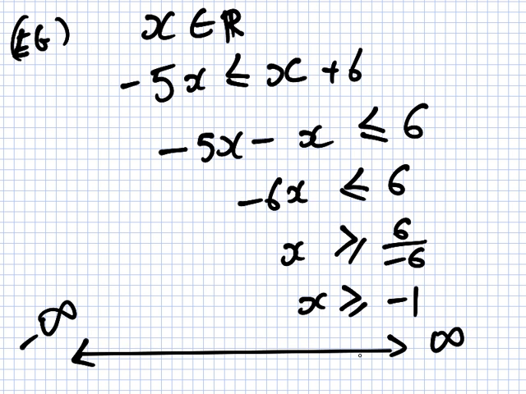Sorry, now. Yeah. How did we get the 6? Which 6 now? The one on the left? Yeah. That was minus 5x minus 1x. Total is minus 6 then. Thank you.